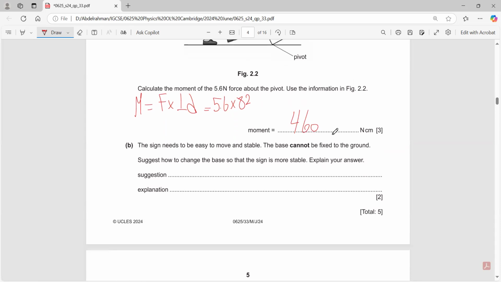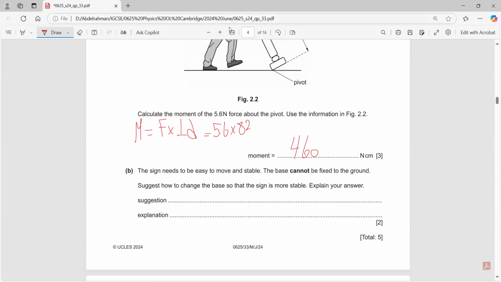The sign needs to be easy to move and stable. The base cannot be fixed to the ground. Suggest how to change the base so that the sign is more stable. How can I make this sign more stable? Bigger base, yes. Lower center of mass. You cannot change the center of mass of the sign, sadly. You can do two things.